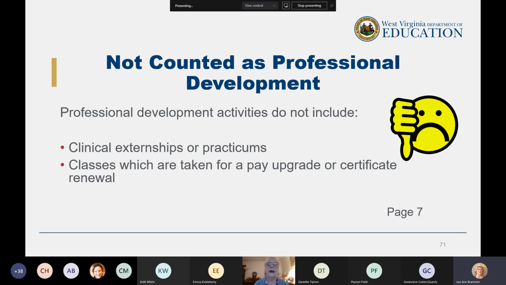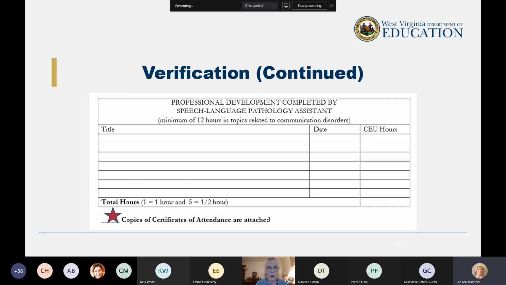The reason being, I think professional learning should be broad and varied, and we should make sure that we see different kinds of things. So it's in essence double dipping if you take a class for a pay upgrade and also count it as your 12 hours. We offer so many that I think it is going to be easy for you to get the 12 hours without really paying for anything, and yet getting some good information. On the next slide, you can see the copies of the certificates of attendance are included. Make sure you include those.